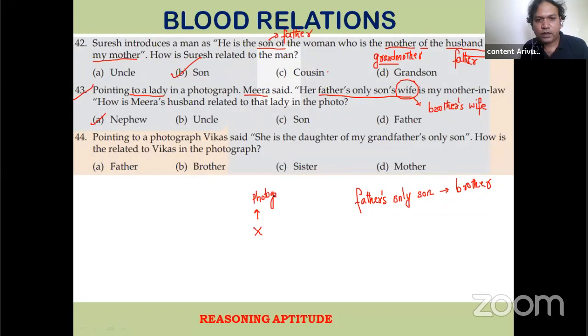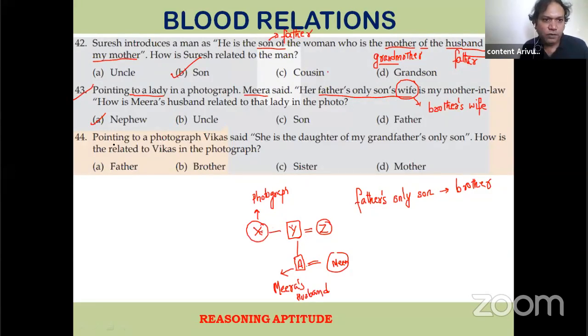Okay, her brother's wife. So she has a brother. Let's call that brother Y, and that brother's wife is Z. Okay, so her brother's wife is my mother-in-law. So maybe they have a son, and the son's wife is Mira. Okay, the son's wife is Mira. So Mira's husband is this woman's nephew. See, brother's son, right? So answer would be nephew.